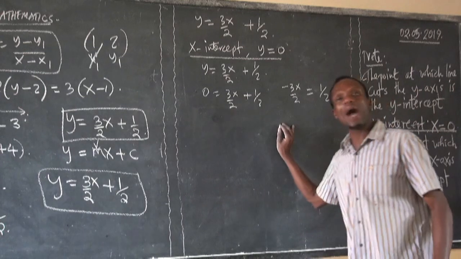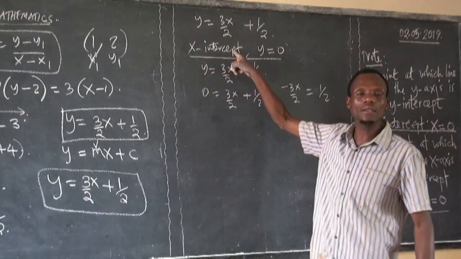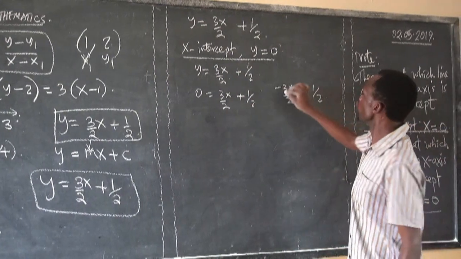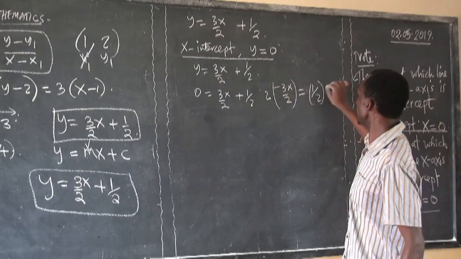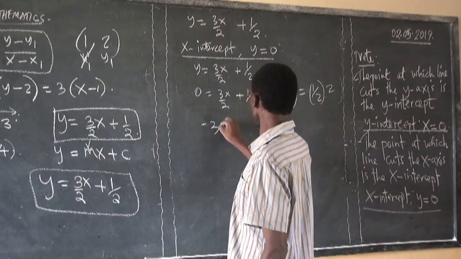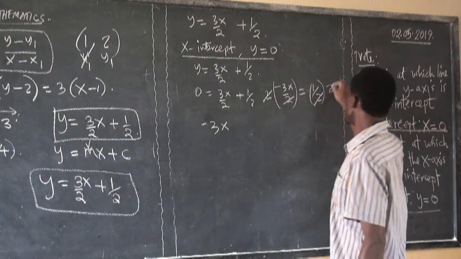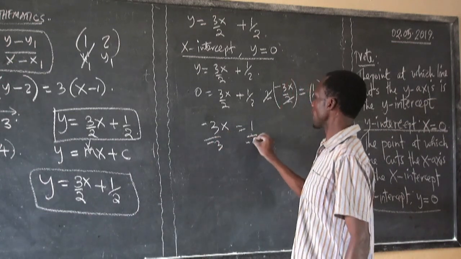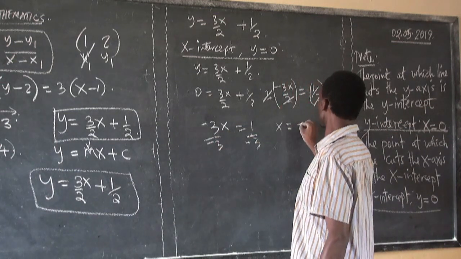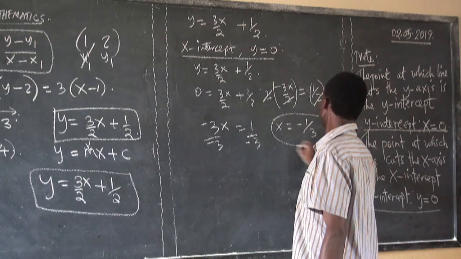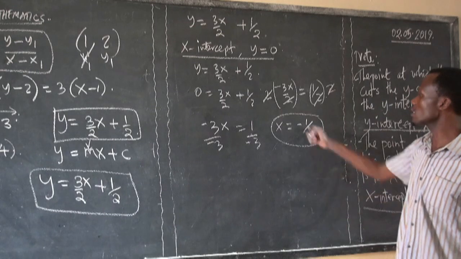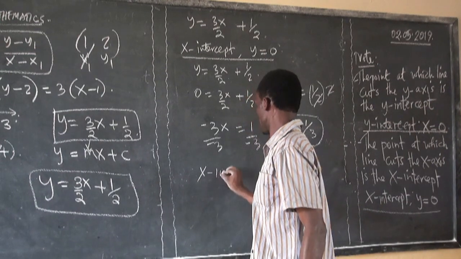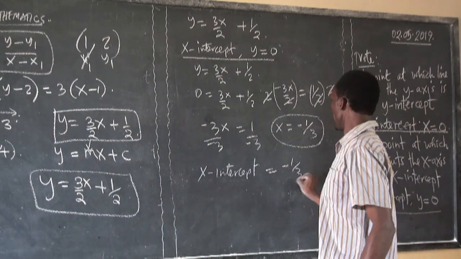Now, you are looking for the value of x, because that is what we call the x-intercept. Now you find the value of x. If that is the case, you multiply here by 2. Then you remain with negative 3x, because this and this will cancel, is equal to 1. Now we divide by negative 3. Now x is equal to negative 1 over 3. This is the point that is given. So this is what you would have said, the x-intercept. Now we conclude by saying the x-intercept is negative 1 over 3.